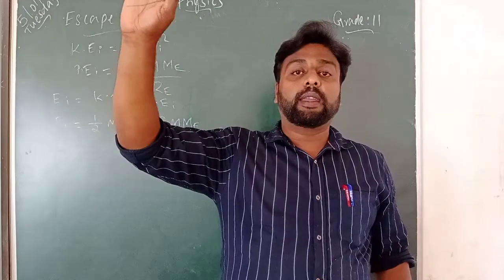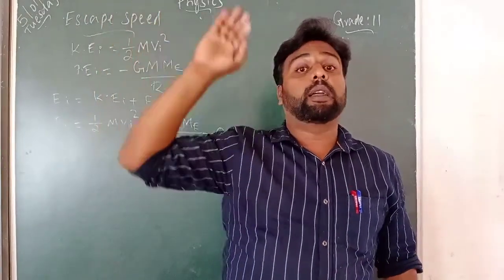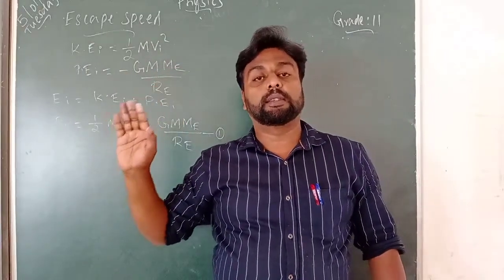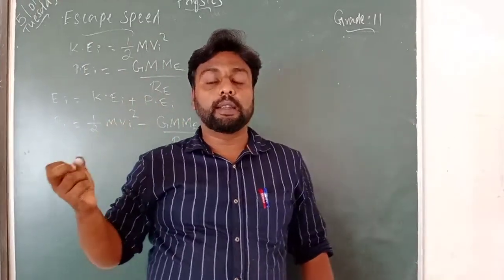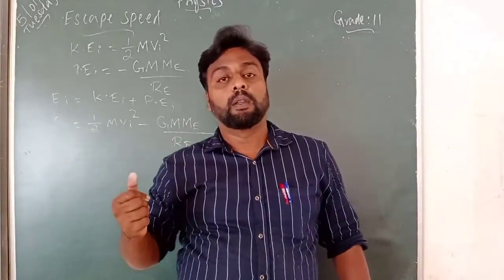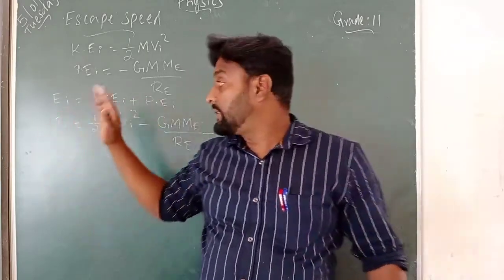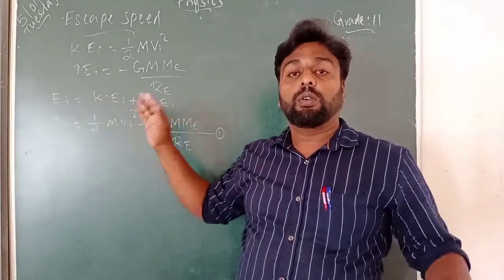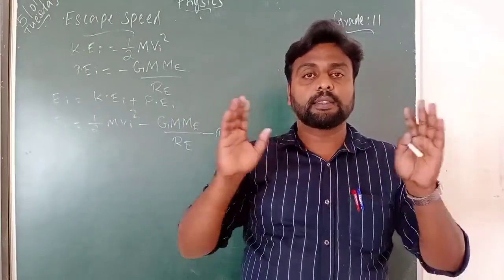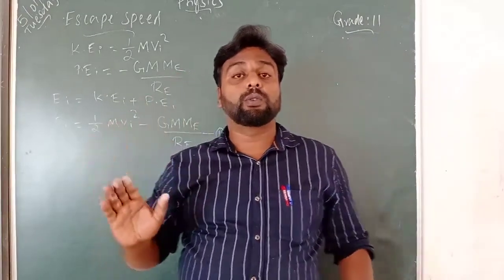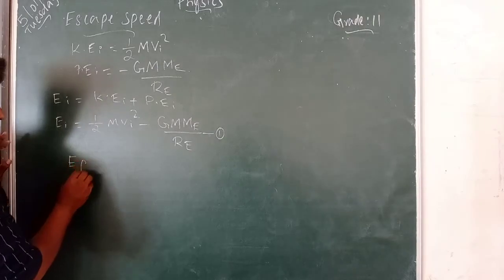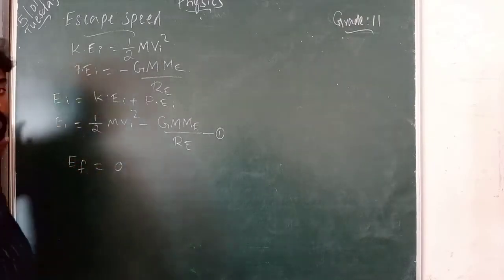So at infinity, what does infinity mean? Somewhere at infinity, the kinetic energy and potential energy are 0. If the kinetic energy and potential energy are 0, what will be the total final energy? This is the initial energy. So the final kinetic energy and final potential energy are 0, which means the final energy will also be 0. So EF is equal to 0.